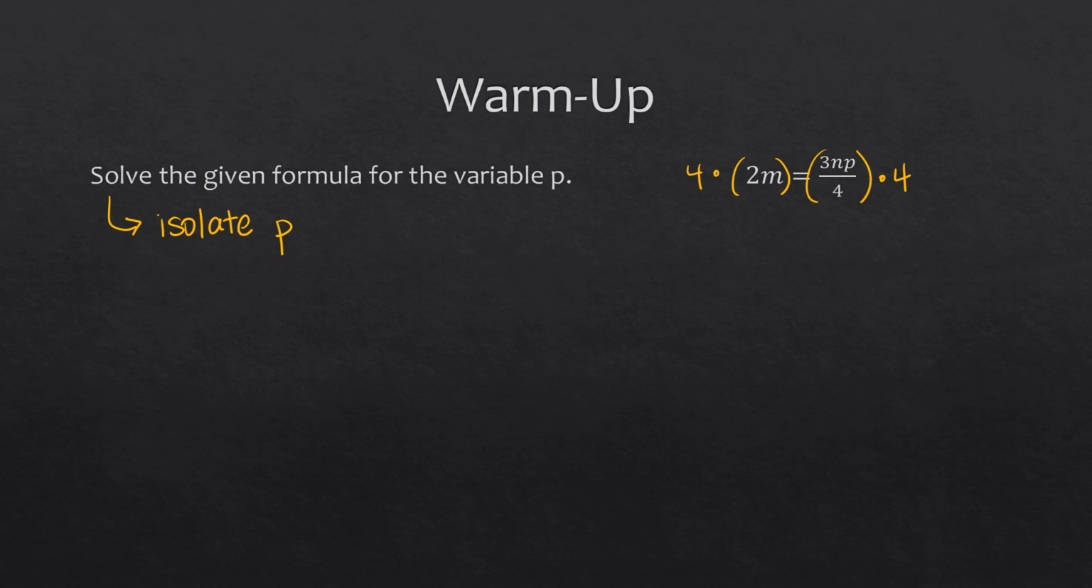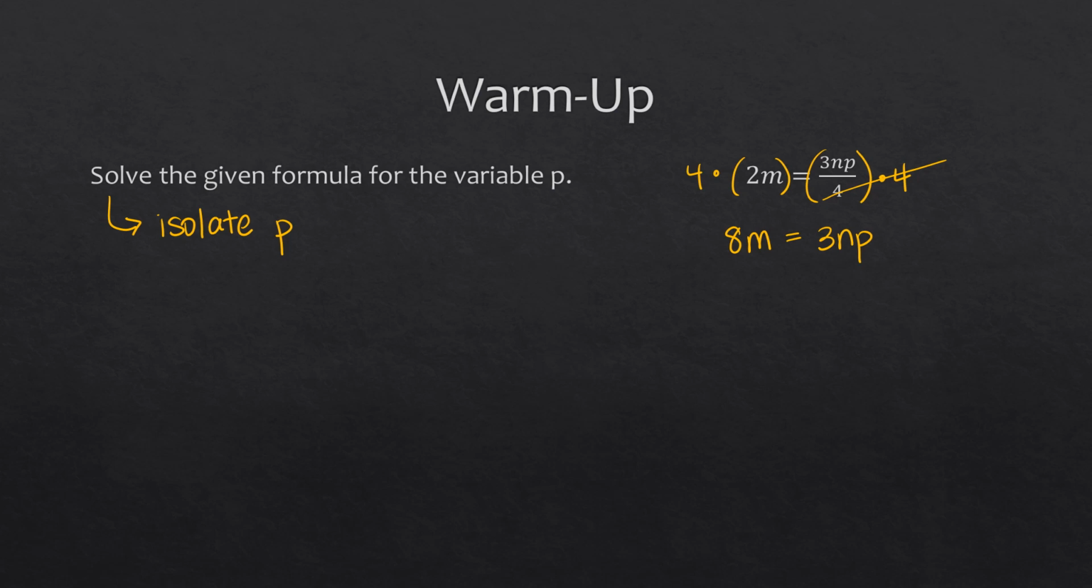What that effectively does is cancels out our denominator. We get 8m equals 3np on the other side of our equation. Okay, so still we have some things happening to p. 3 is being multiplied by p, n is being multiplied by p. So we need to undo those things. We can undo them at the same time.